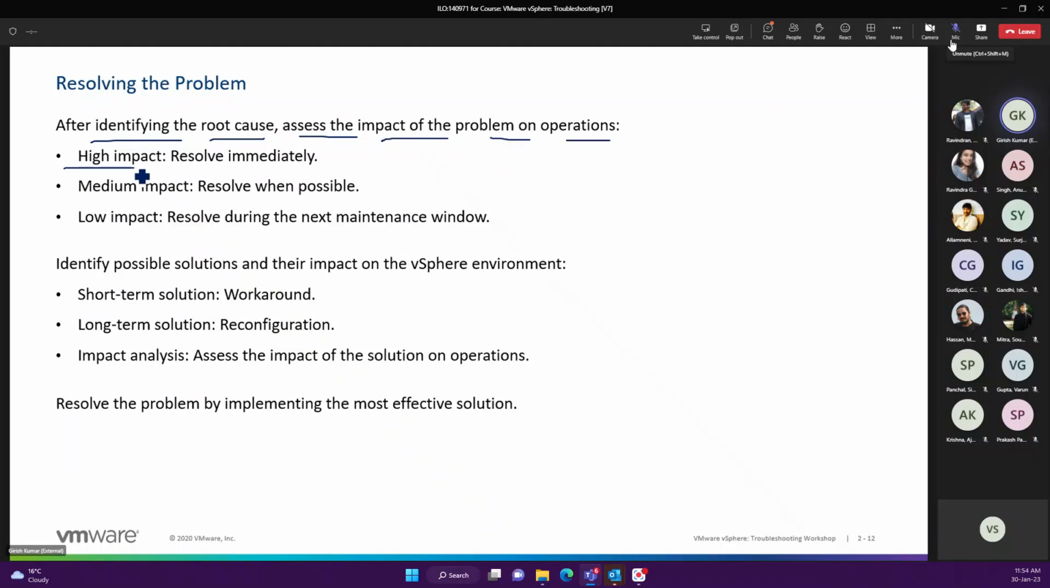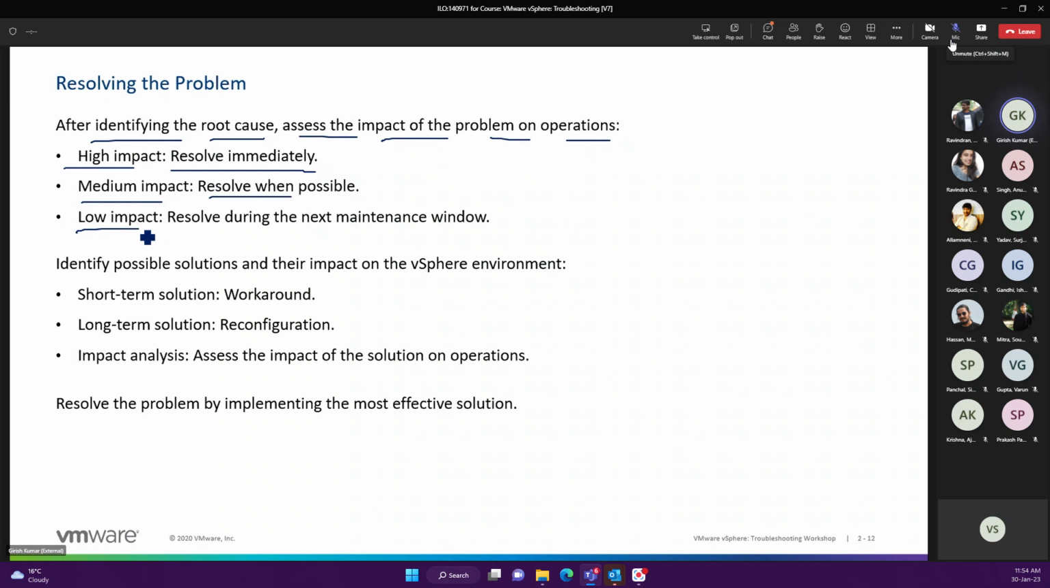High impact problem, whatever you have. It means we need to resolve this immediately. If it is a medium impact, resolve whenever you get time, okay, after 6 p.m. I will work on it, I will resolve this issue. So let the customers' workloads keep running currently. Yes, this is not affecting virtual machines with any issues. So at the hypervisor level we have an issue, we can resolve it whenever we have less burden, let's say 6 p.m.